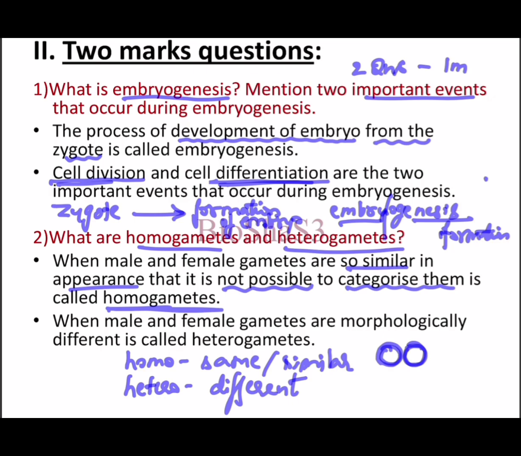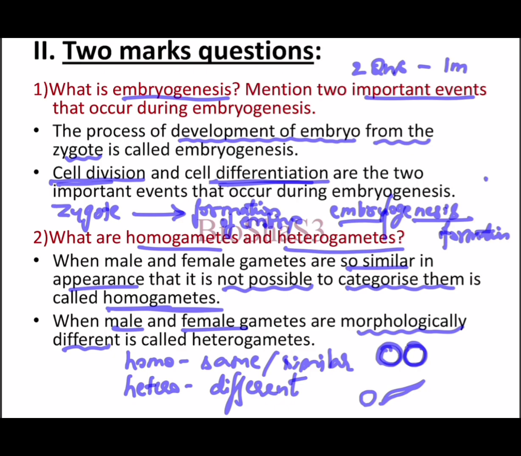When male and female gametes are morphologically different, you call it heterogamete. For example, hypothetically one is like this, another one is like this. Are you able to differentiate one as male, another one as female? So that is hetero. Hetero means different in appearance, or you can also call morphologically different. So I hope it is clear for you students.